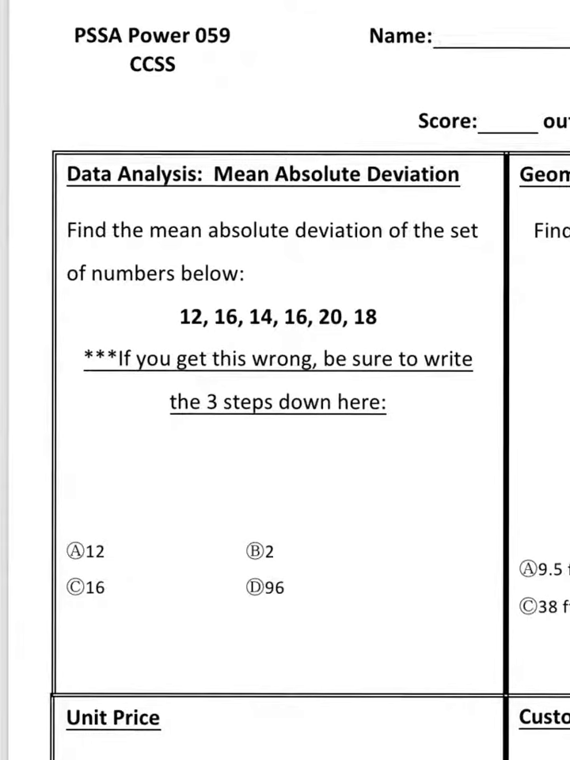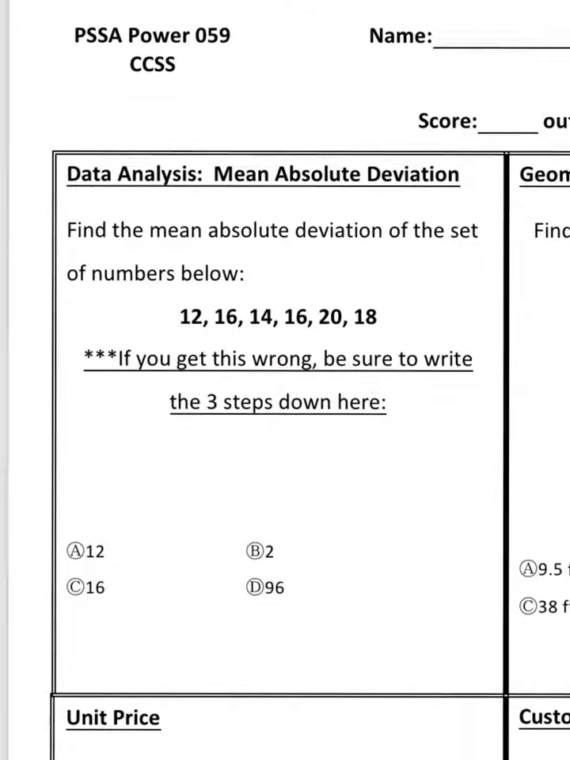Alright, time to go over PSSA Power 59, and there is a lot of new stuff on this one, so be ready to go and leave yourself notes if you get them wrong. So this is another mean absolute deviation problem, but this time the steps aren't written down for you. So you have to find the mean absolute deviation, and if you get it wrong, you're going to write down the 3 steps here. So remember mean absolute deviation.